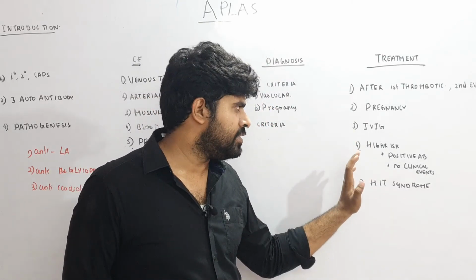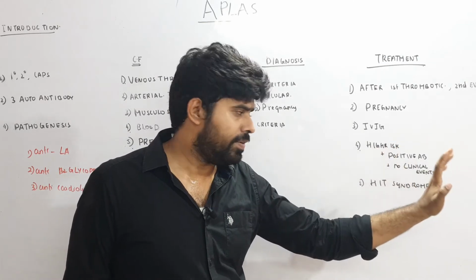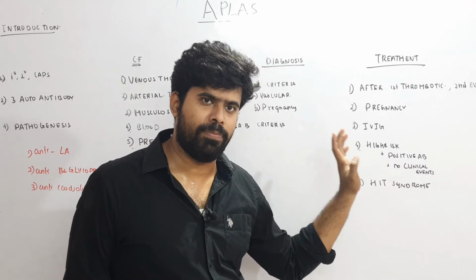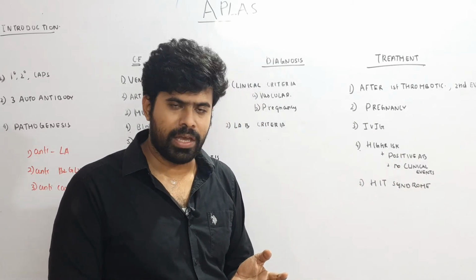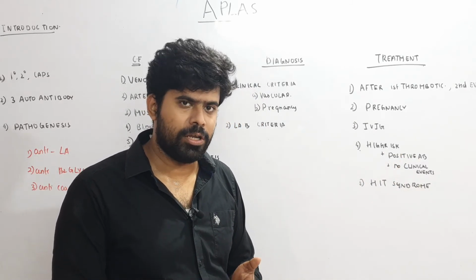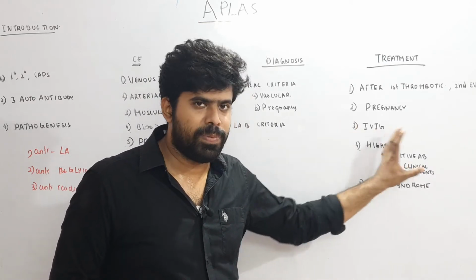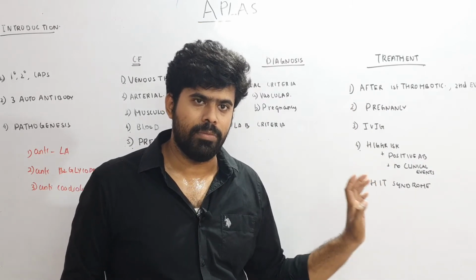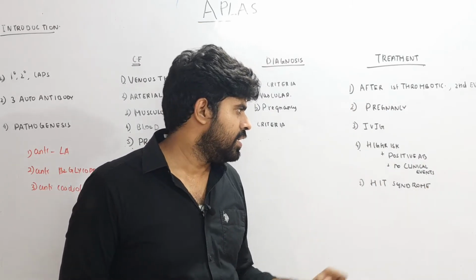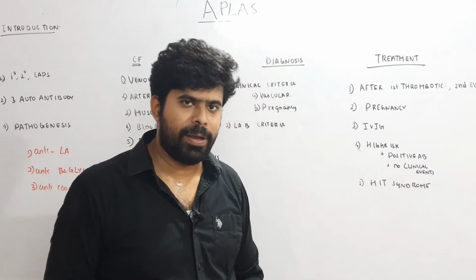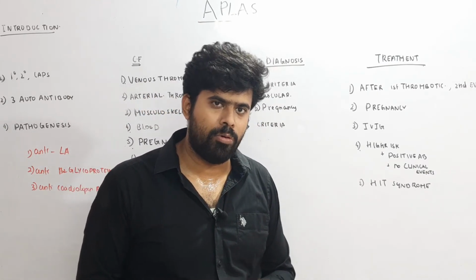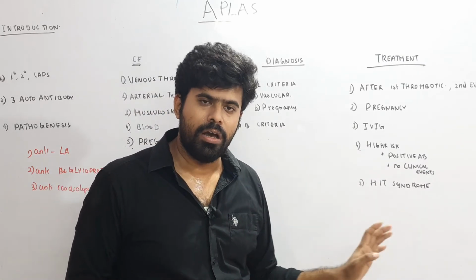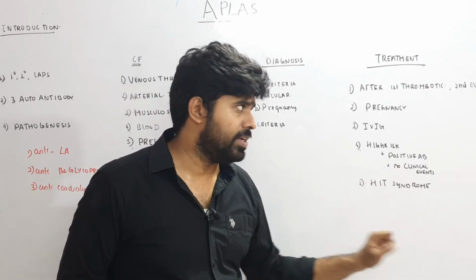Then the other group of patients: the patient has a high risk for clotting events, but there is no clinical evidence of clotting as of now, and the patient has positive lab findings, positive anticardiolipin or lupus anticoagulant. If the antibodies are positive, these patients should be started on aspirin 75 mg or hydroxychloroquine 200 mg to reduce the clinical events. If the patient develops HIT syndrome, heparin-induced thrombocytopenia, then both heparin and low molecular weight heparin are contraindicated. The patient can be started on rivaroxaban 10 mg OD, or fondaparinux can be given in such patients.